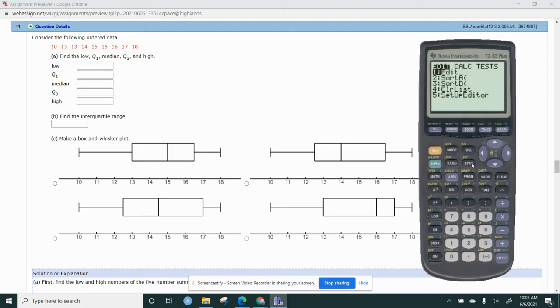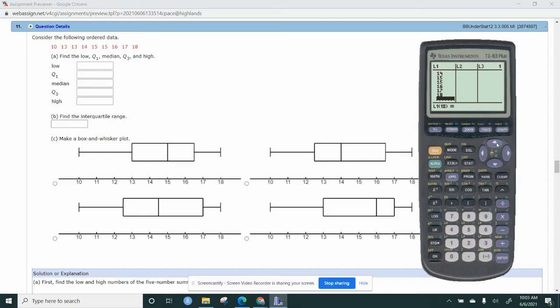I'm going to clear all this out. I'm going to go to stat. I'm going to go enter. All right, so my data is 10. And remember, when you put it in the calculator, you don't have to put it in order. 13, 14, 15, 16, okay, 17, and then 18. Okay, so I have it in, and I have 9 numbers.